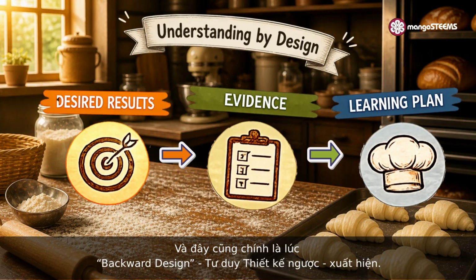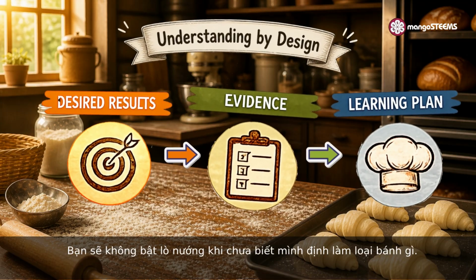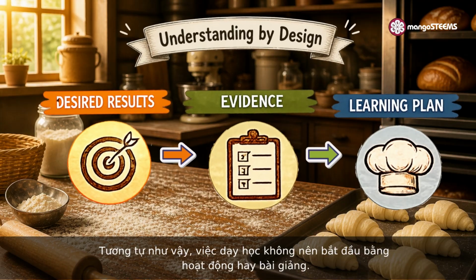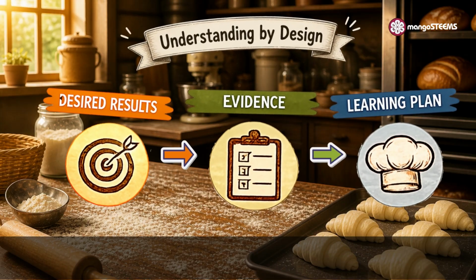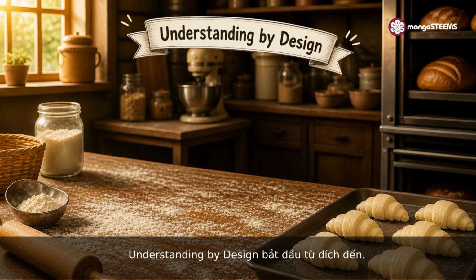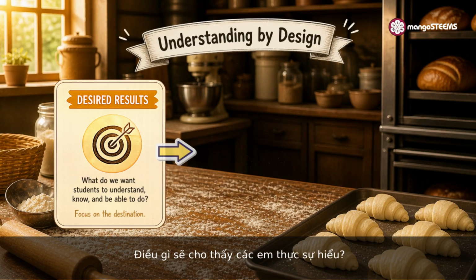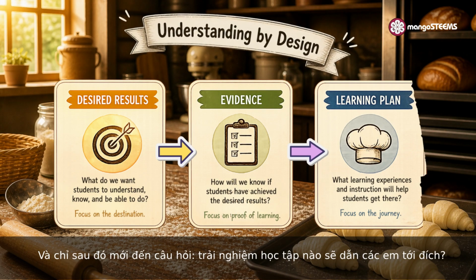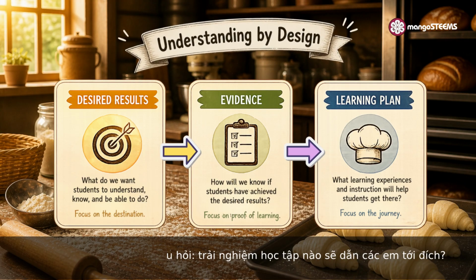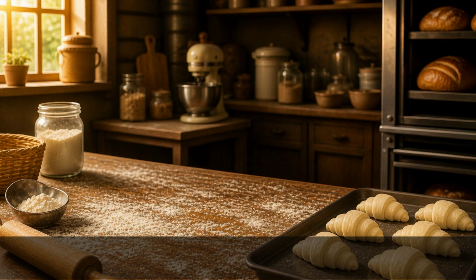This brings us to backward design. You would never turn on an oven without knowing what you plan to bake. In the same way, teaching should not begin with activities or lessons. Understanding by design begins with the end in mind. What do we want students to understand? What evidence will show that understanding? And only then, what learning experiences will lead them there? Teaching is design, not improvisation.